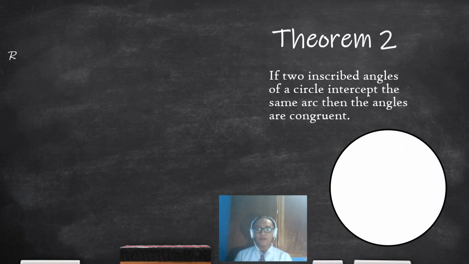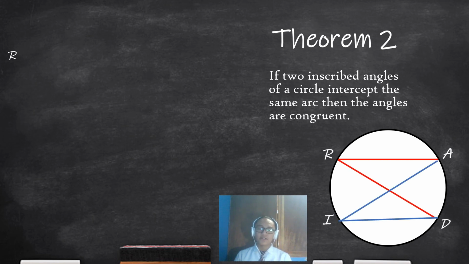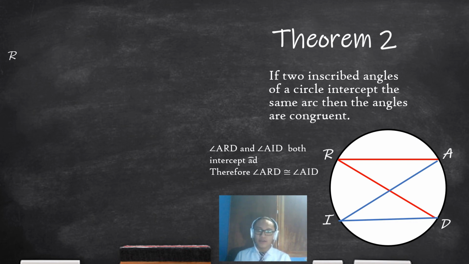Next will be our Theorem 2. Here in Theorem 2, it says that if two inscribed angles of a circle intercept the same arc, then the angles are congruent. Now what does congruent mean? Well, congruent means they are both the same. So here, it says that angle ARD and angle AID both intercept arc AD. Therefore, angle ARD is congruent to angle AID.